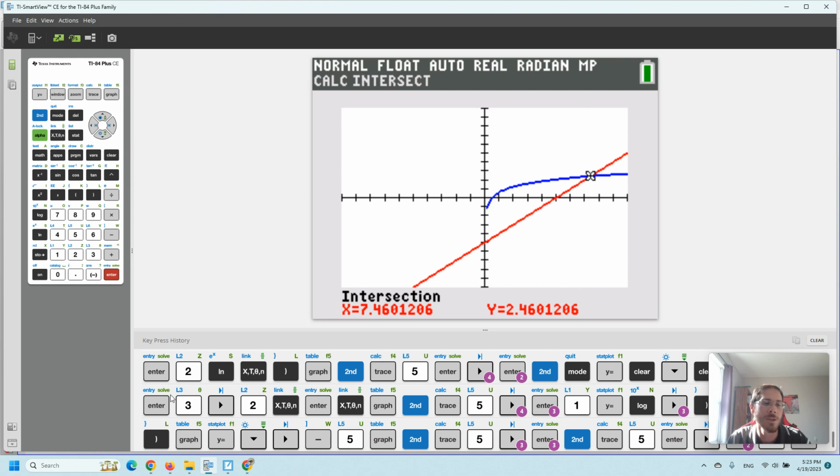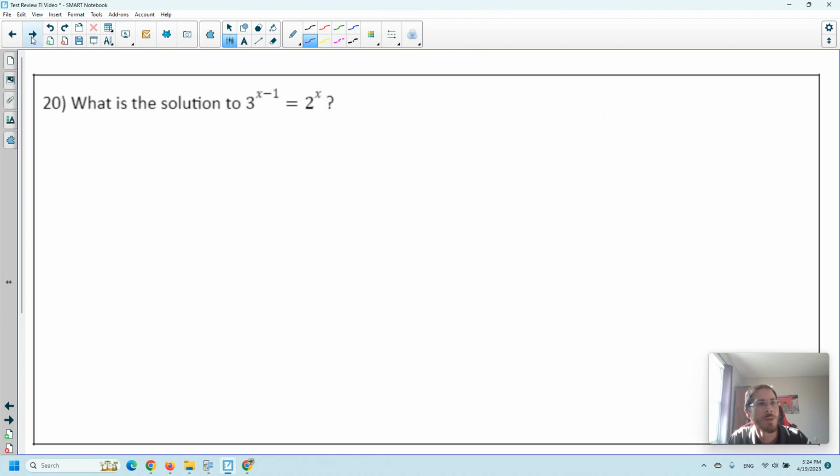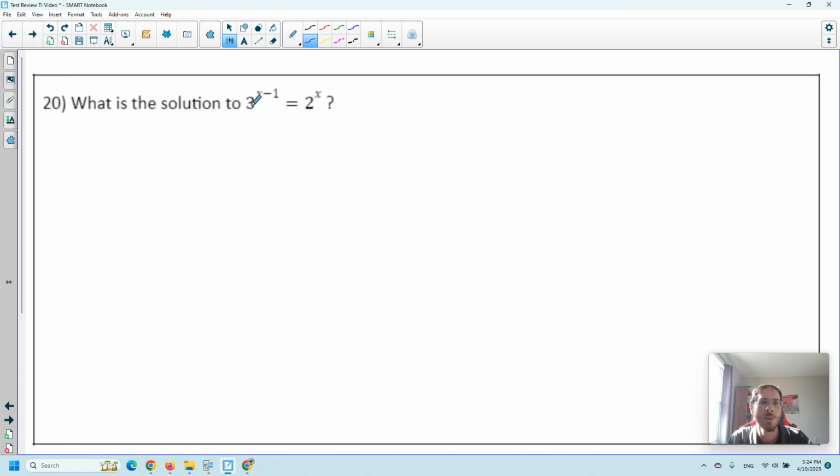7.460 would be the other answer there. So that one would have two answers. It would actually hit twice. Kind of nice. And that's why it does say answers, because it is possible to get two. All right. Last one, right? What is the solution to 3 to the x minus 1 equals 2 to the x?